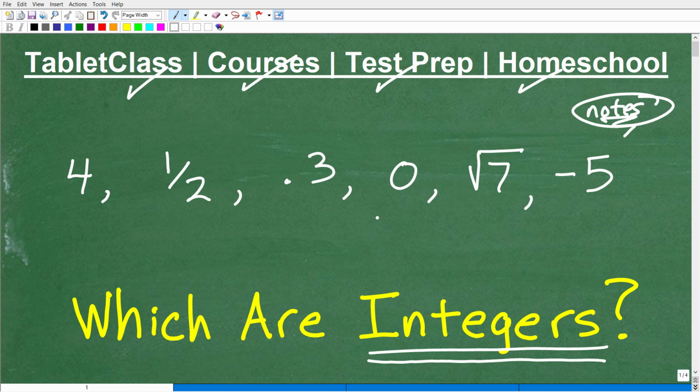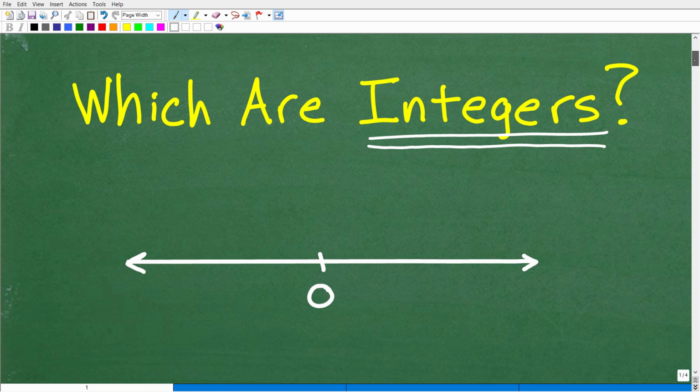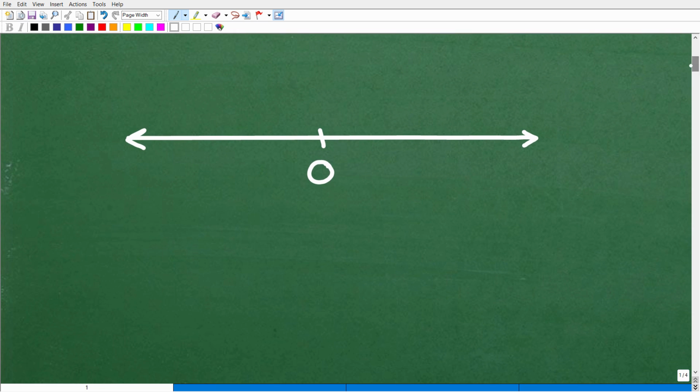All right, let's get into it. I have my numbers here. So which one are the integers? Now, if you want to go ahead and pause the video and just identify it, just think about this for 1 second. You could turn this into a little pop quiz, but let's get to it. The way I'm going to explain this first is we're going to look at what we call the number line. This is actually what we call a real number line.